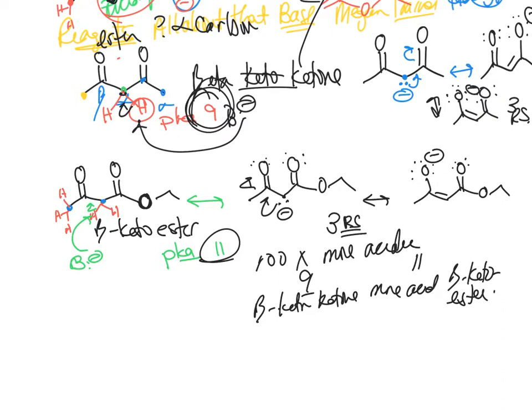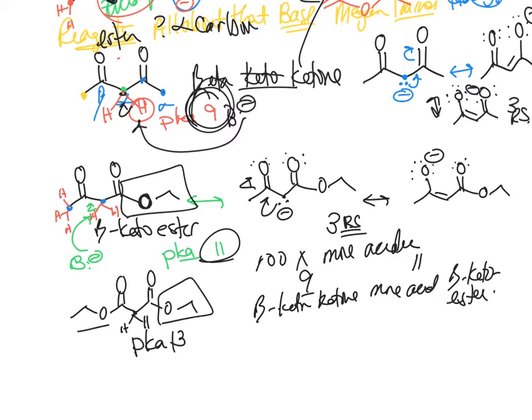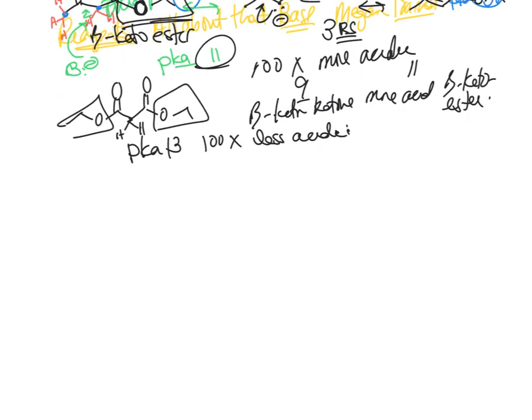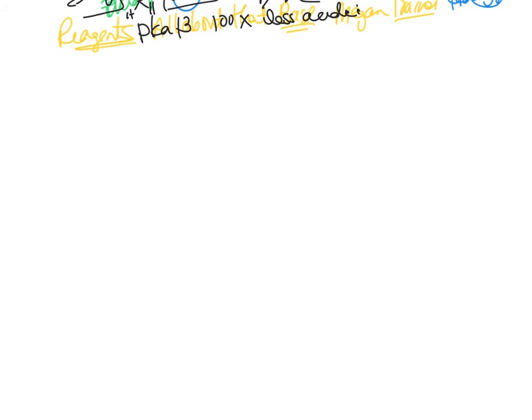Once again, you saw that earlier with the ketone. And then the other one we have is a diester. So this is a diester. That pKa is 13. So you add another ester. This has 1 ester. This has 2 esters. And now this is 100 times less acidic. So those are your acidic protons. I told you I need you to write acid-base chemistry reactions.